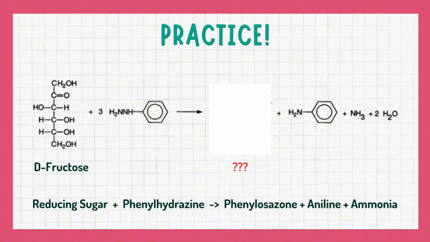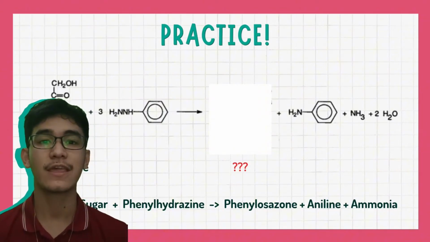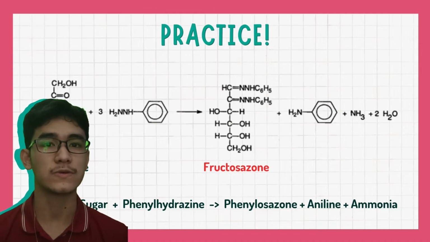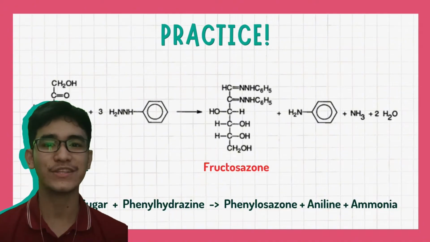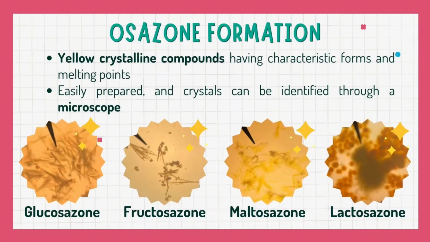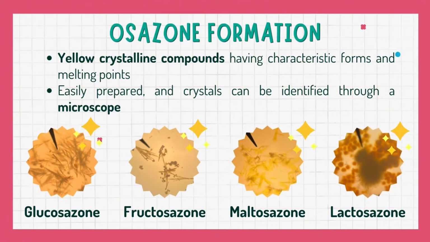Try it for yourself on a piece of paper and draw the structure and write the name of the phenylosazone that would form from the addition of phenylhydrazine to D-fructose sugar. You can pause the video if you still need more time. Let's check your answer. Here is a formula of fructosazone. Did you get it right? Great job! I'm mentioning osazones a lot, and you may be wondering, what are they?